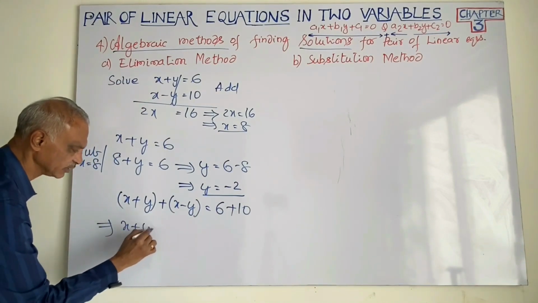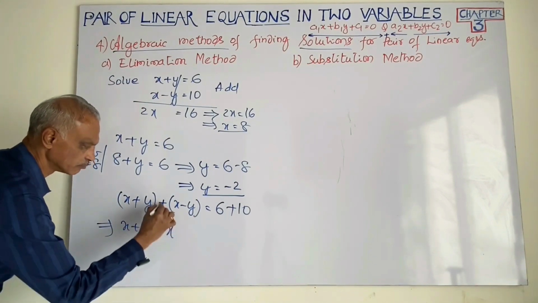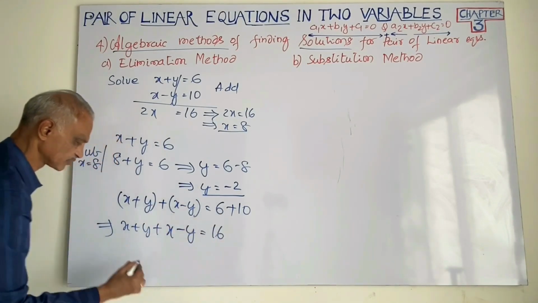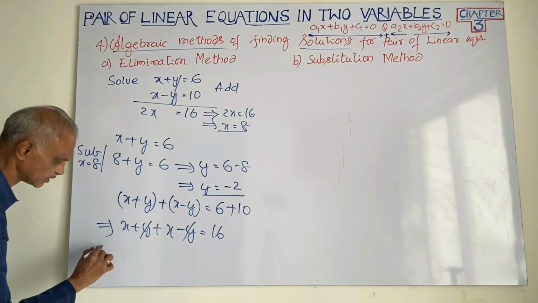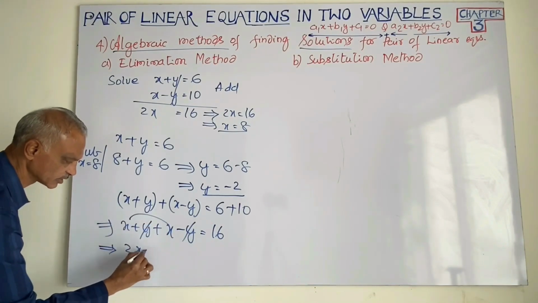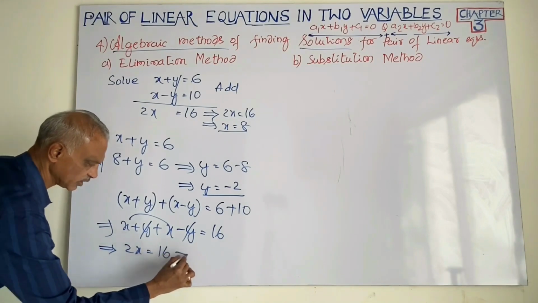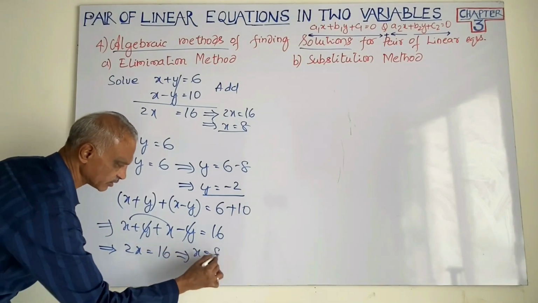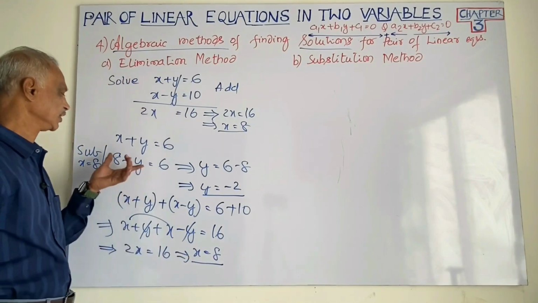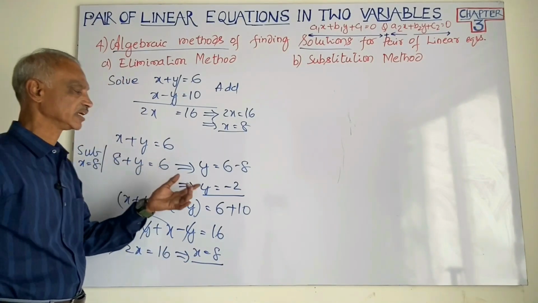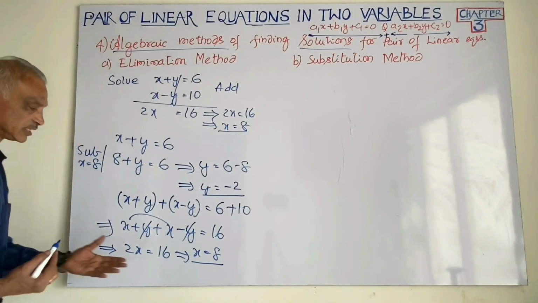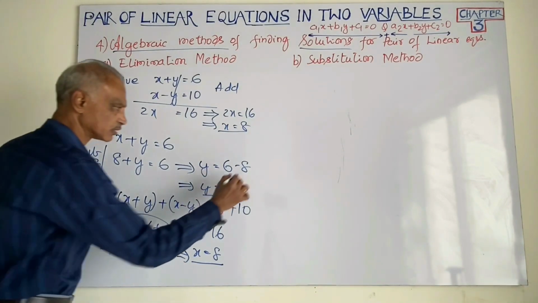X plus y plus x, plus into minus, minus y is equal to 16. Plus y minus y cancel. Again, x plus x is equal to 2x is equal to 16. You will get x is equal to 8. Substitute the value of x is equal to 8 in this equation, you will get y is equal to minus 2. How to verify? You can verify whether our answer is true or false.